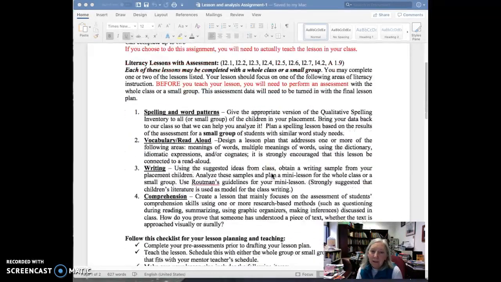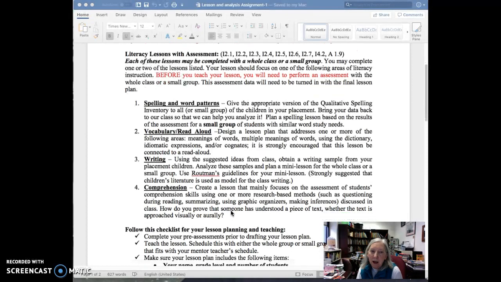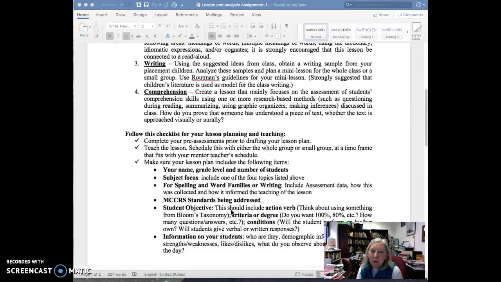Okay, so the lesson plan can be in any of the areas of literacy that we are working on. You will follow this checklist for the lesson plan. All of these things should be self-explanatory.